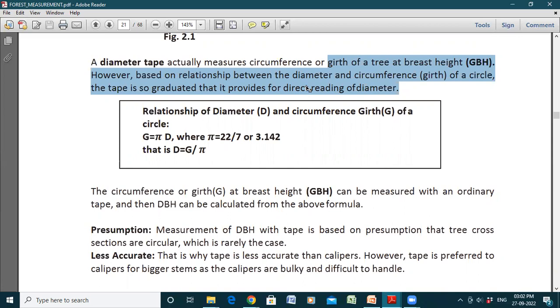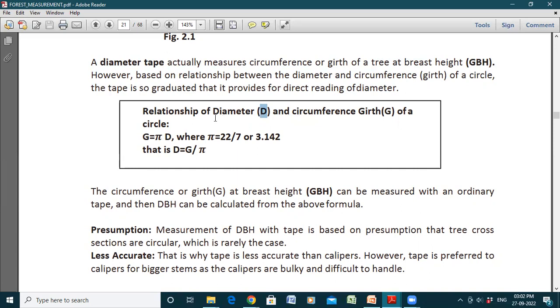So the diameter tape measures circumference at breast height. We want some relation between this diameter and circumference, right? Suppose the diameter is denoted by D and the circumference, or girth, is denoted by Z.